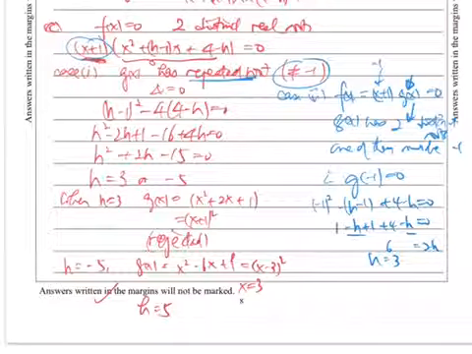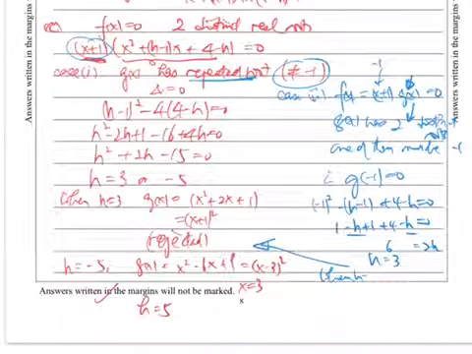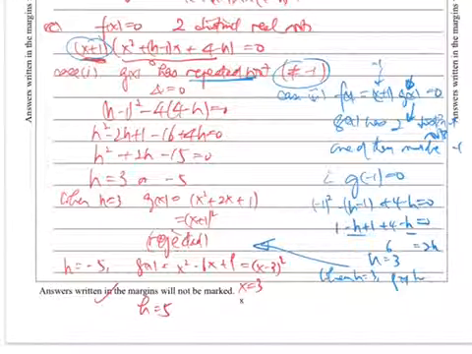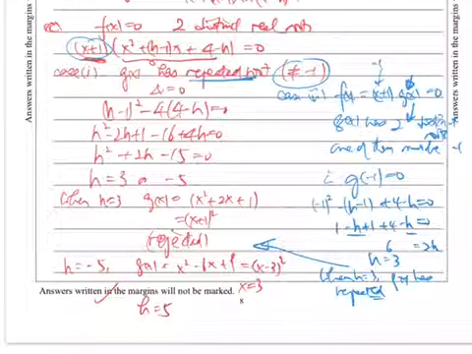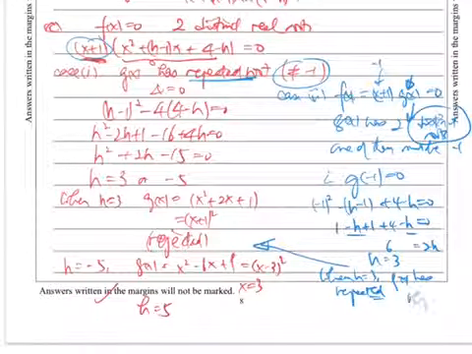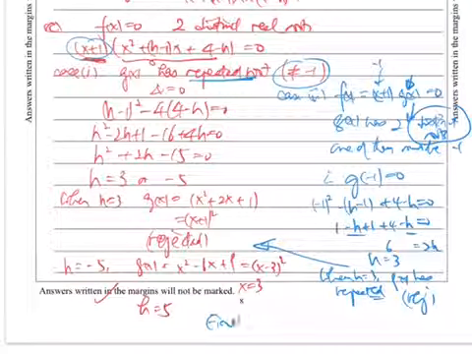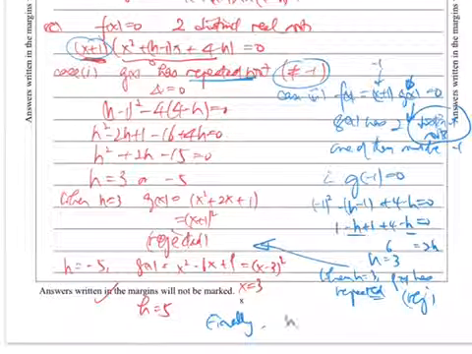But as we have proved here, when h is 3, gh has repeated roots. So it is contradicted. They are distinct roots, so this is also rejected. So finally, we have only one possible value for h. h can be minus 5 only.